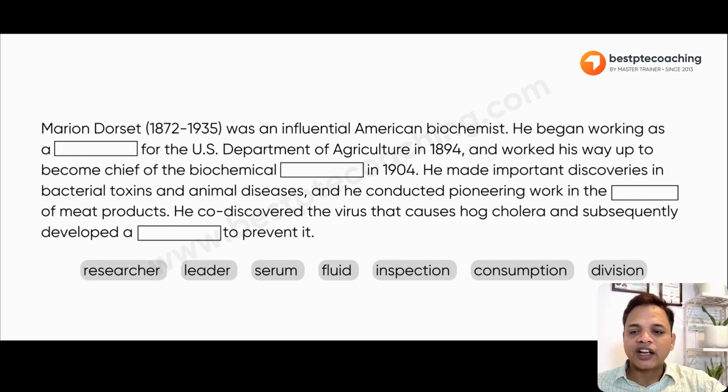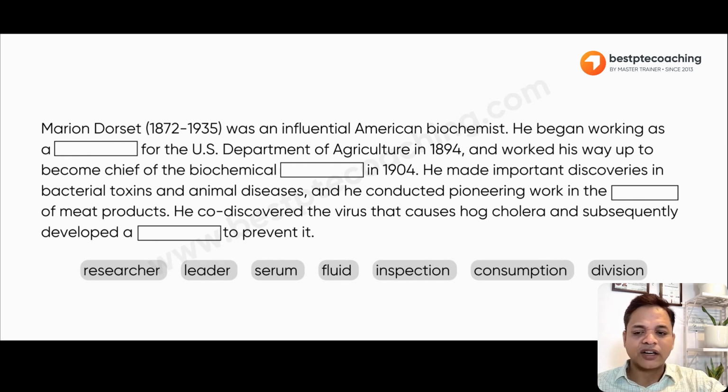Influential biochemist. He began working as a blank for the US Department of Agriculture in 1894. Okay, so it is talking about the beginning of his career. He began working as a what? Researcher, leader, serum, inspection. As a researcher. Maybe he's a biochemist. He started working as a researcher and worked his way up to become chief of the biochemical blank in 1904. So he has achieved something in 1904. He became chief of the biochemical department or branch or something. Division, department, branch, division. These are all the same words. Okay, division in 1904.